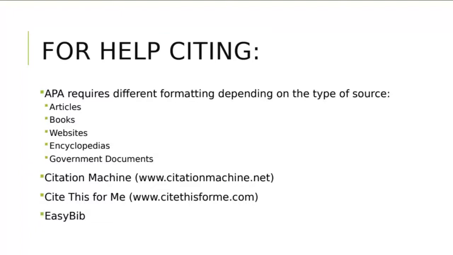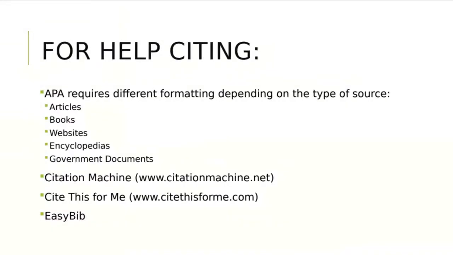For help citing, it requires formatting depending on the type of source. It's different for articles, books, websites, encyclopedias, government documents. So again, there's a citation machine. I recommend going to Purdue OWL, and you can click on MLA formatting or APA formatting, and there'll be a little citation generator at the top. Sometimes you need to fill in some parts that don't make sense, but it will italicize certain things if you put in, let's say, the publisher, and it will format it correctly as long as you plug in the correct information.